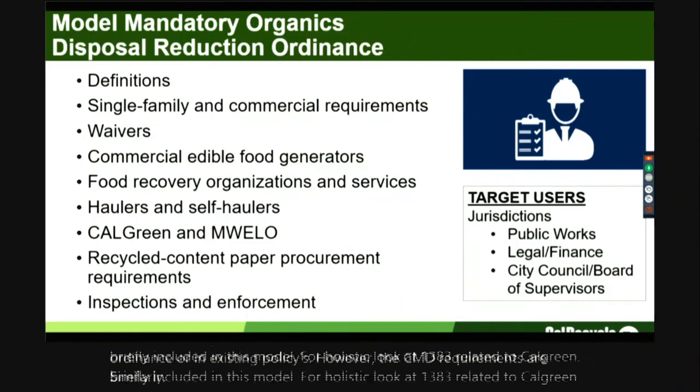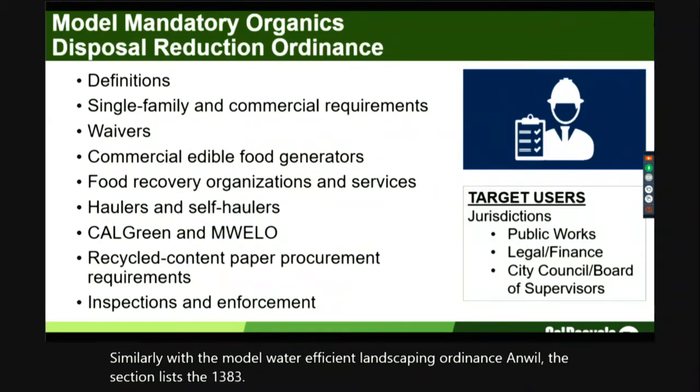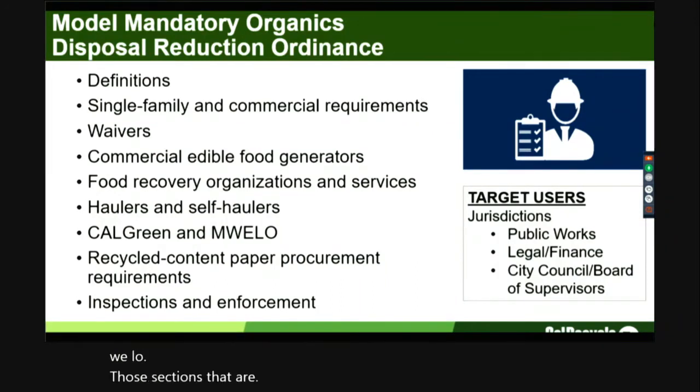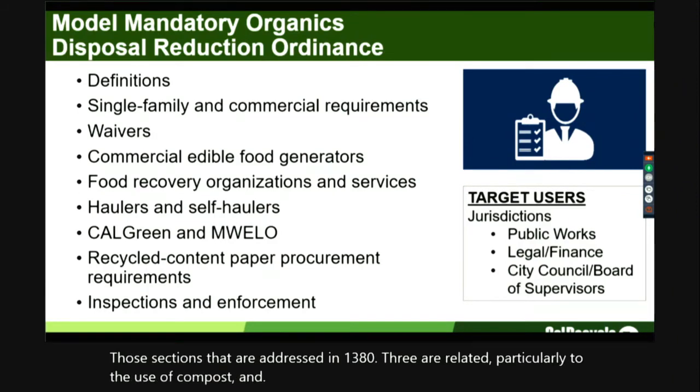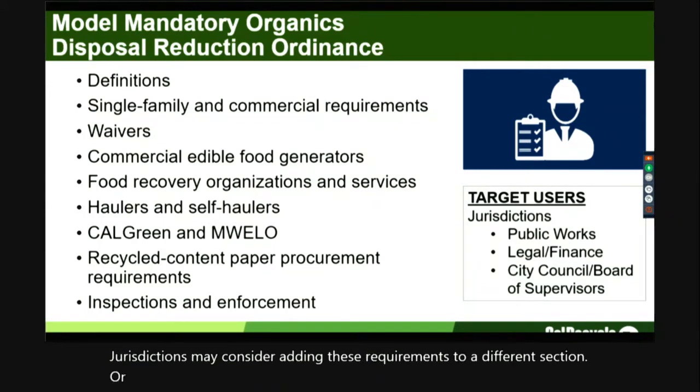Similarly, with the Model Water Efficient Landscaping Ordinance, MWELO, the section lists the 1383 requirements that focus specifically on the state's MWELO. Those sections that are addressed in 1383 are related particularly to the use of compost and mulch in projects. Similar to CalGreen, jurisdictions may consider adding these requirements to a different section or may have already done so through existing ordinances or other enforceable mechanisms.